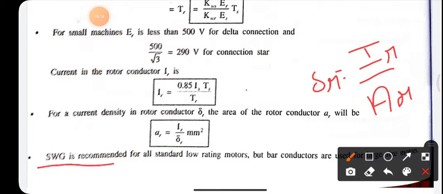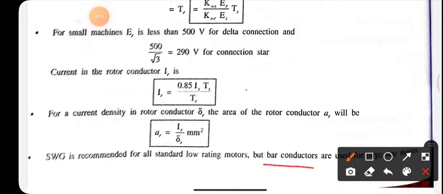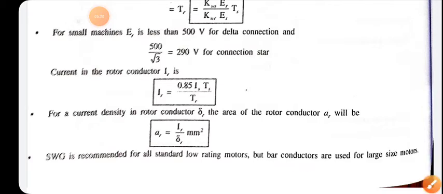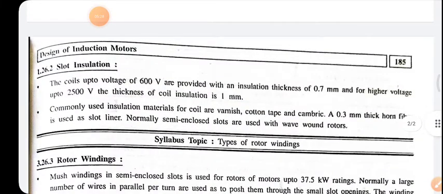Now generally standard wire gauge is recommended for lower rating machines, whereas bar conductors are used for the higher rating machines. So this was about the number of rotor turns that we have already derived. Okay, now we will move further. Slot insulations.